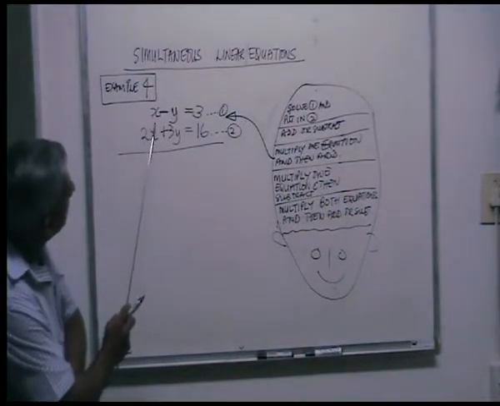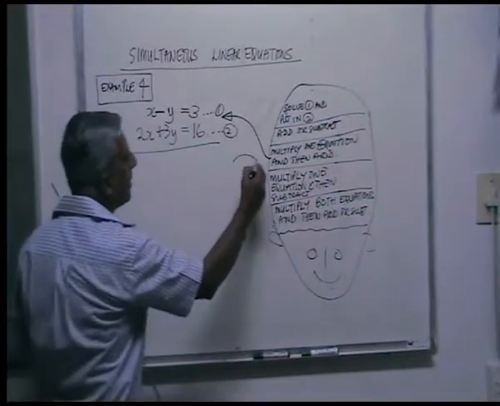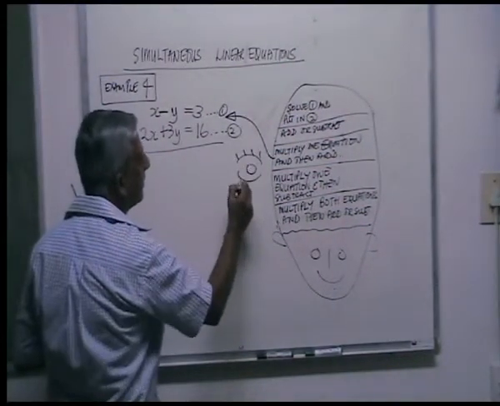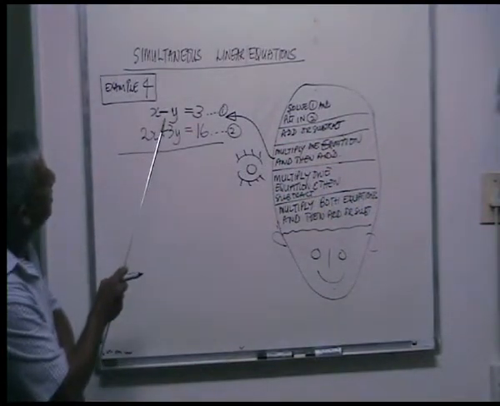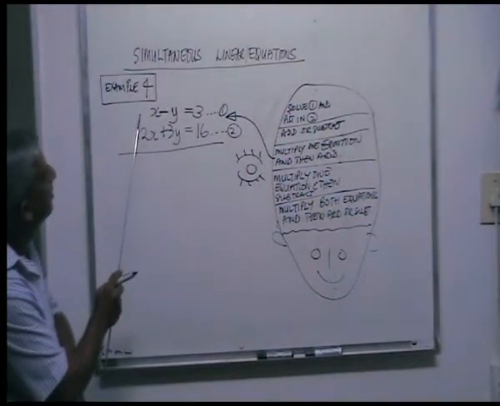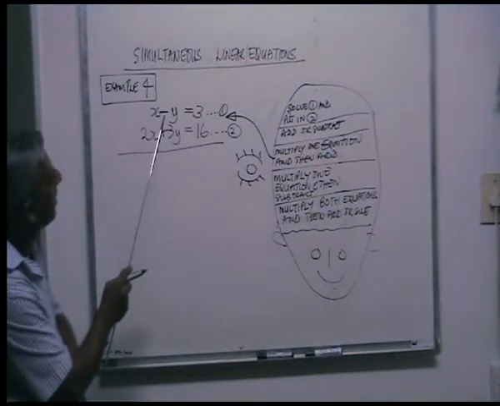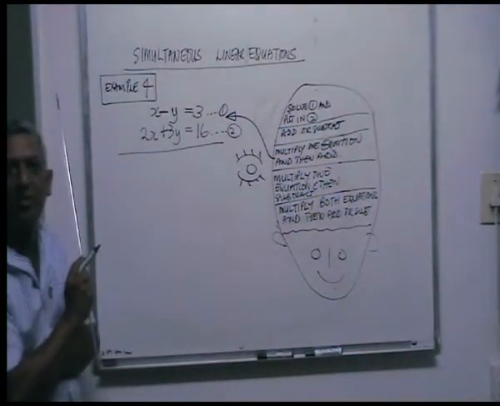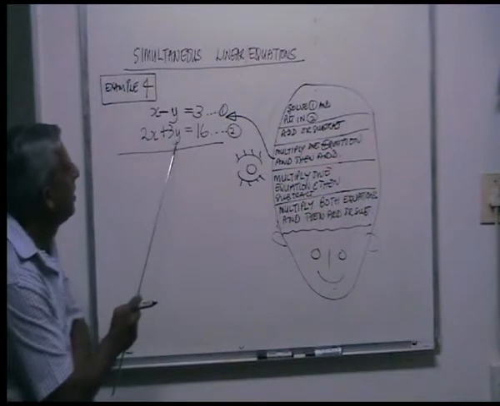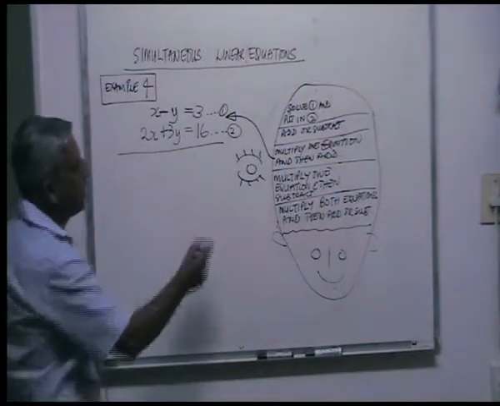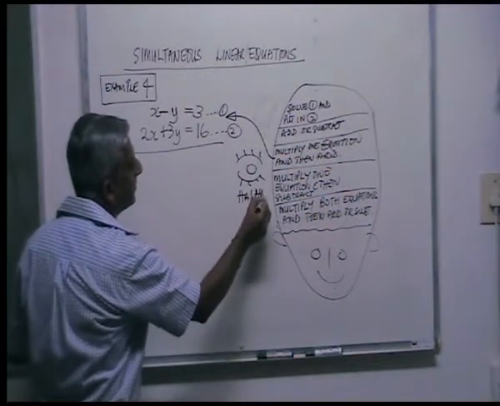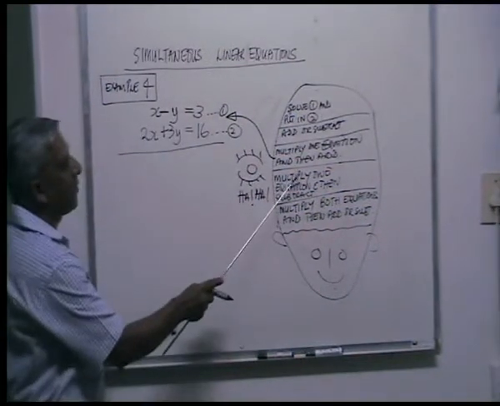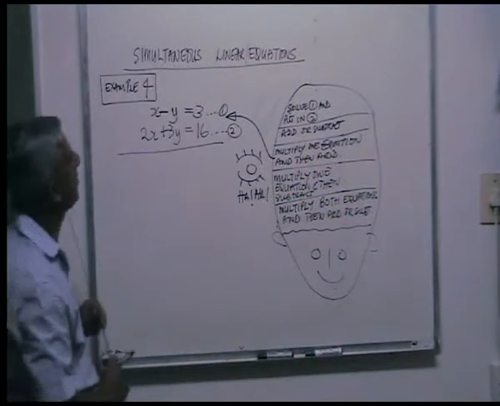Have a good look. Right? You must look. So you're having a good look and you're saying, look, if I multiply this one by 3, this will be 3x, this will be minus 3y. Minus 3y and plus 3y will give me 0. So you say, aha, that's what I'm going to do. I'm going to multiply one equation and then add.